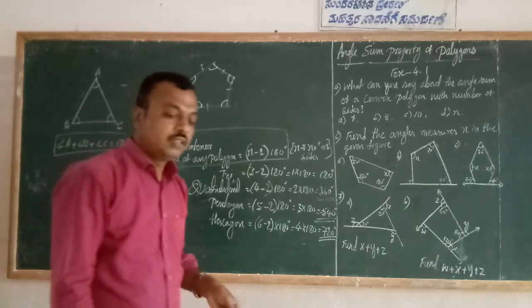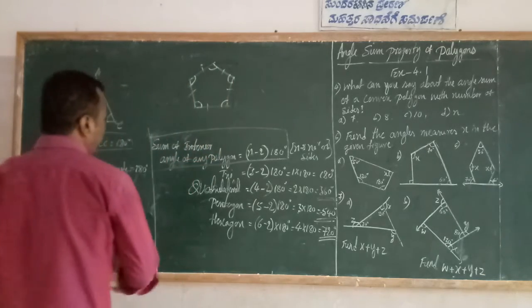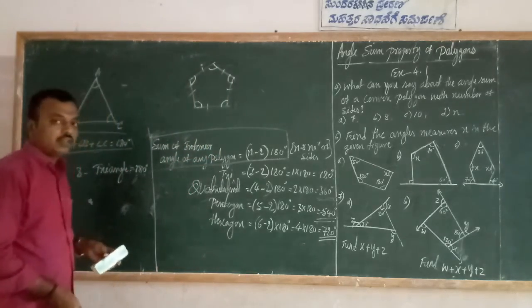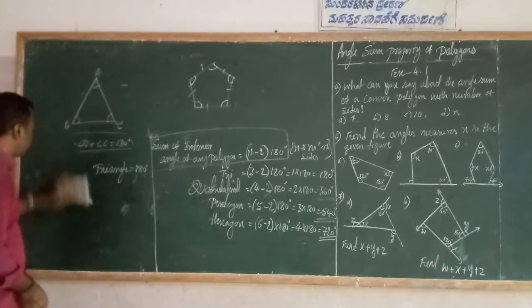Okay? Next, students. So the pentagon, hexagon, and octagon we have already understood. Okay? So next.